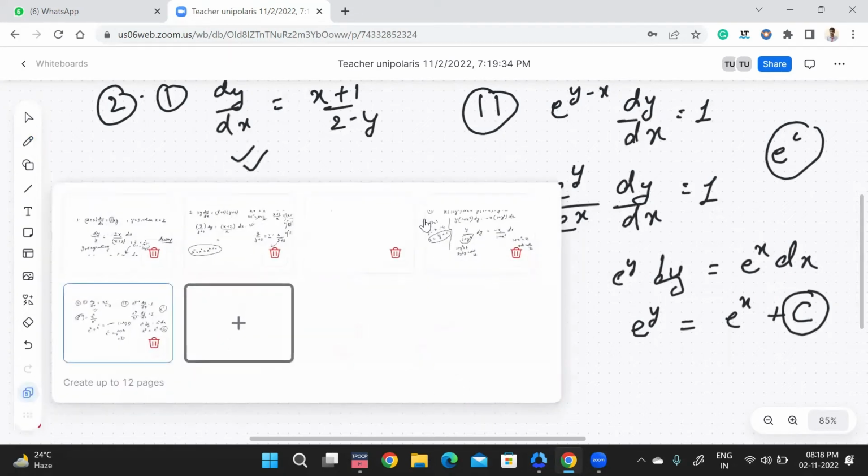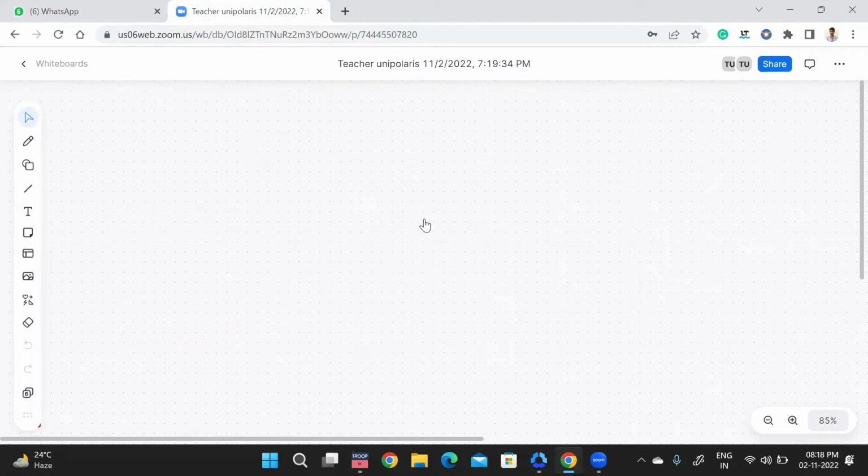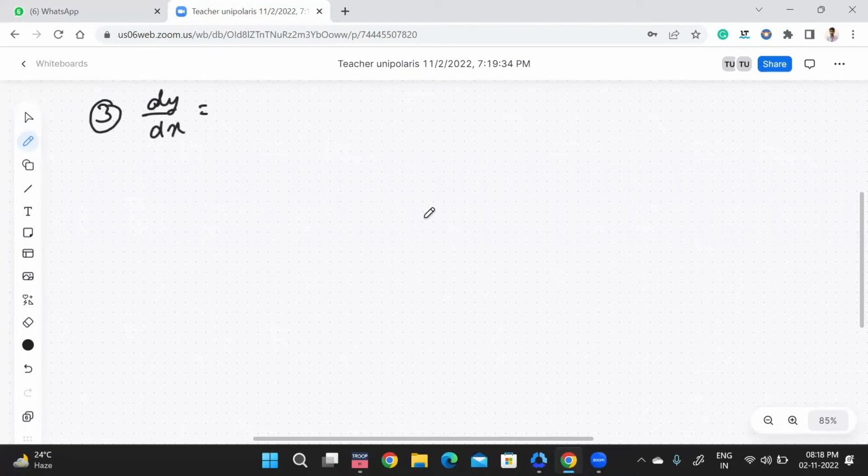Okay, sir. So next is dy over dx. This is our third one. dy over dx is e raised to the power x plus 1 times y. This is pretty simple also. We can just directly separate the variables.